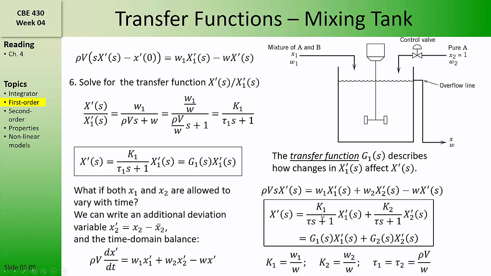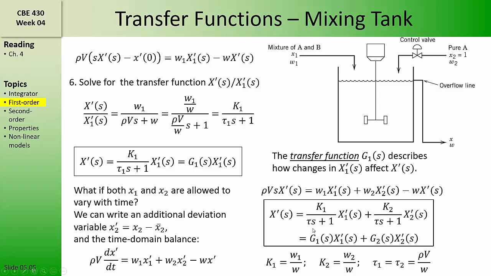The steady state gain tells us by how much a deviation in the input variable will affect the deviation in the output variable when the system reaches the new steady state. In this case, changes in X1 will affect changes in X by an amount K1 times X1 prime when the system reaches a new steady state, and changes in X2 will affect changes in X by an amount K2 times X2 prime when the system reaches a new steady state.